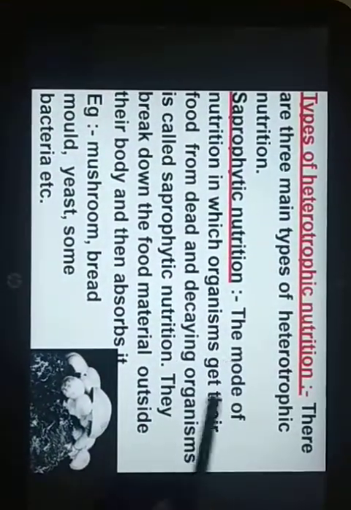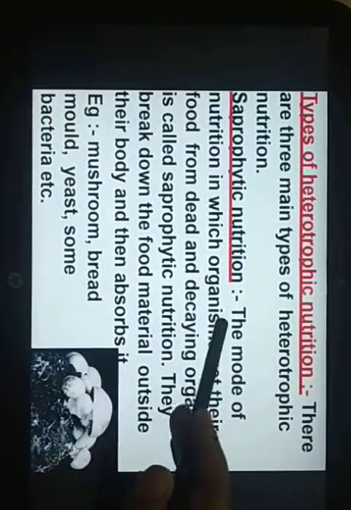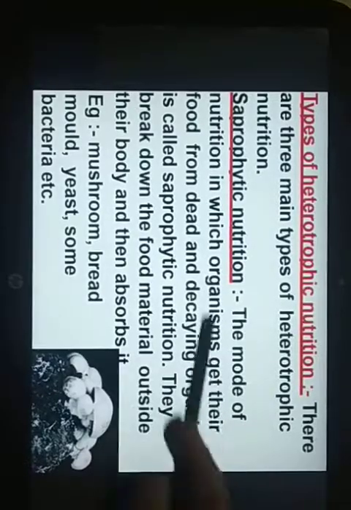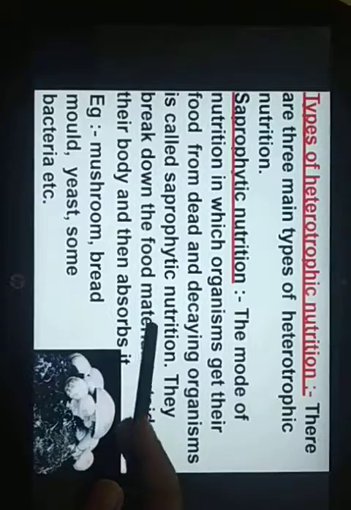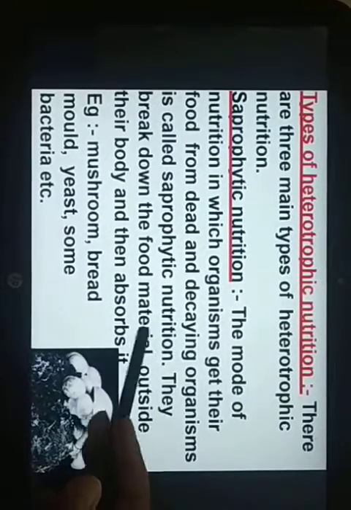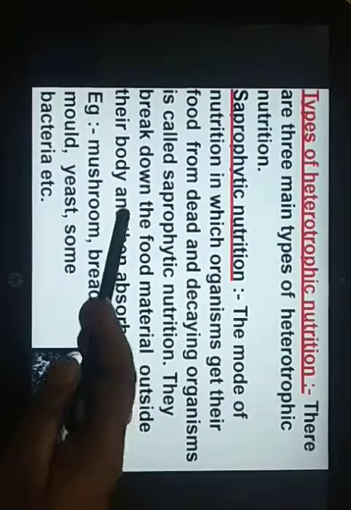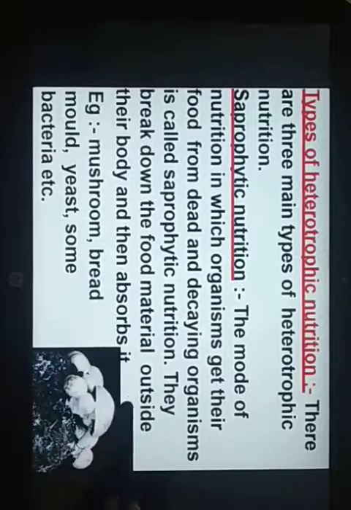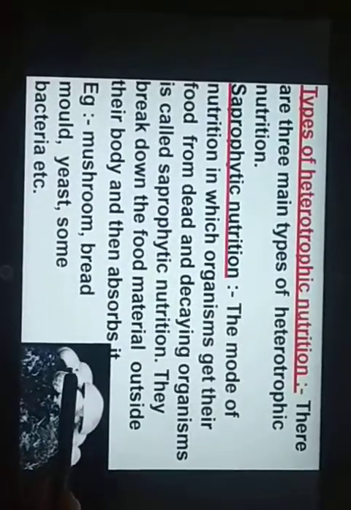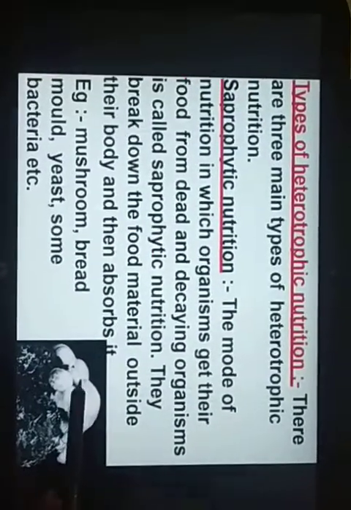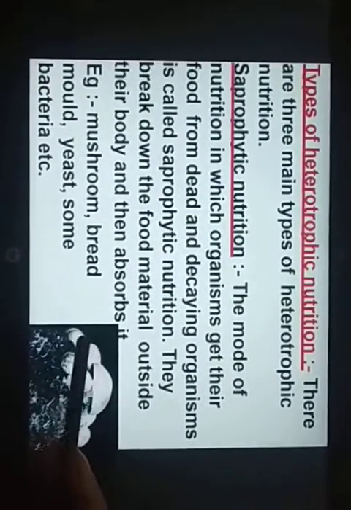Saprophytic nutrition. Saprophytic nutrition means the mode of nutrition in which organisms get their food from dead and decaying organisms. Fine. And in this nutrition, the process of breakdown of food material occurs outside the body. Let us understand it simply by the process of decomposition of a leaf.